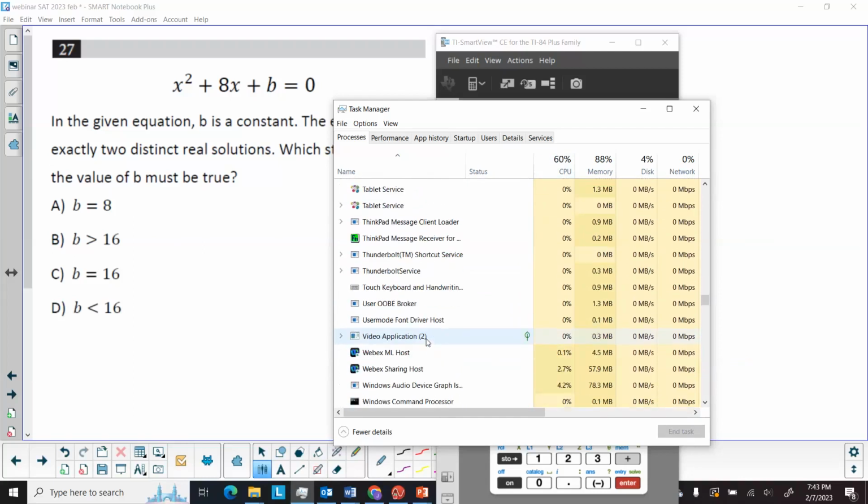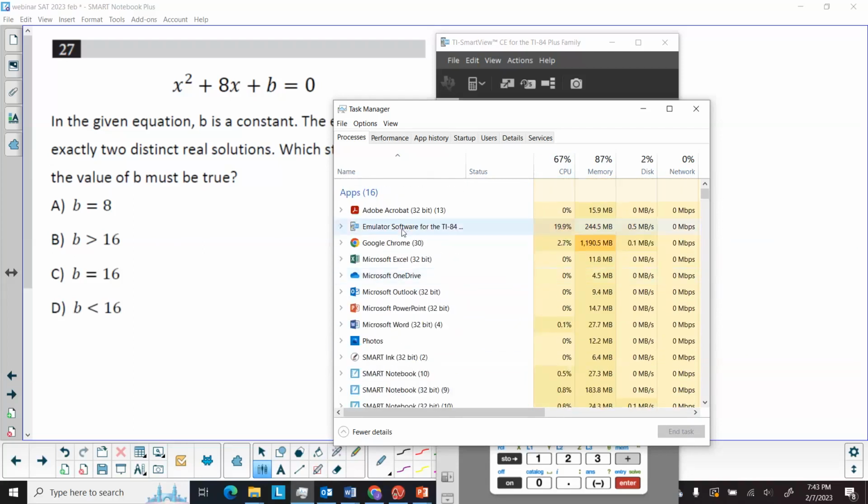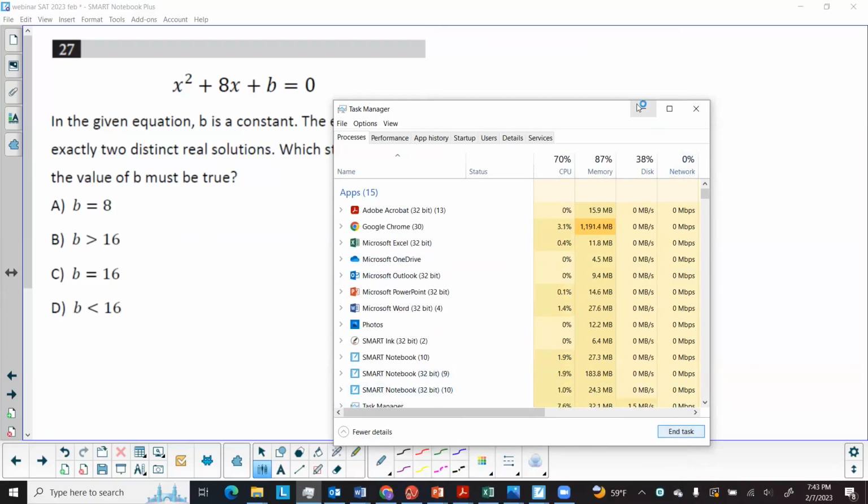I think it's under TI Smart View. Yeah, oh, here it is. Emulator software, there it is. There we go. Okay.